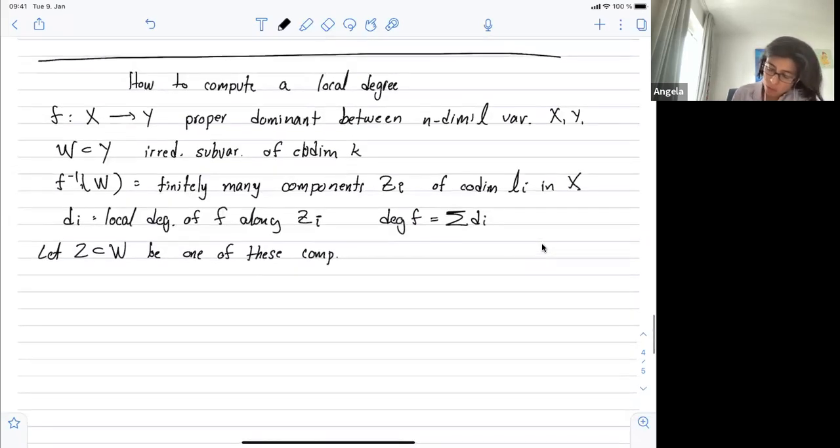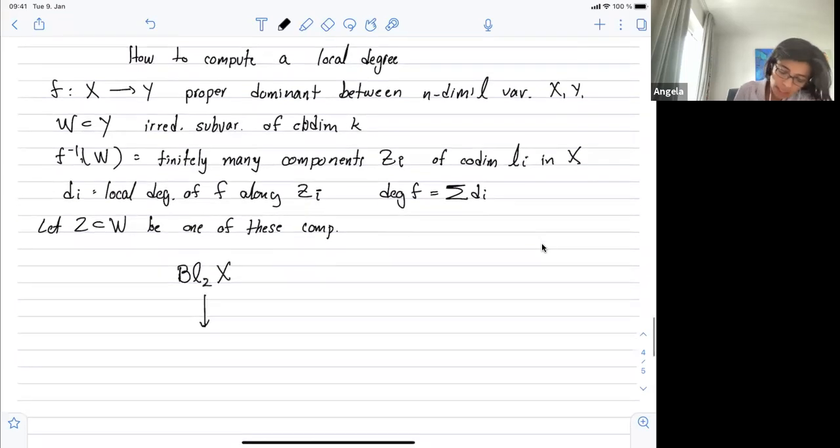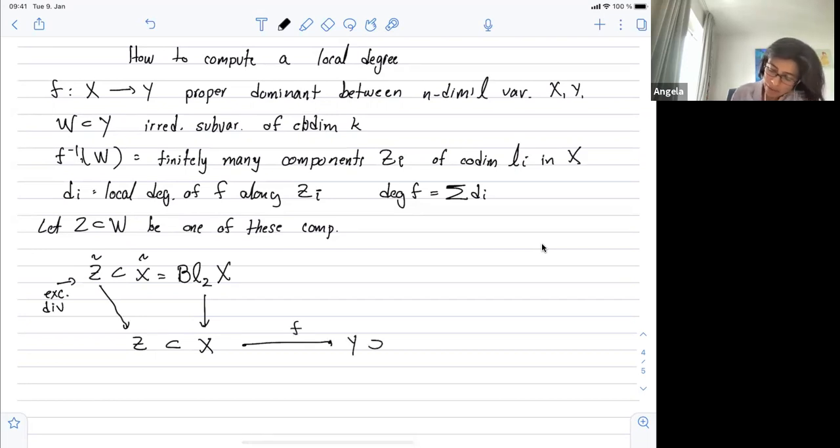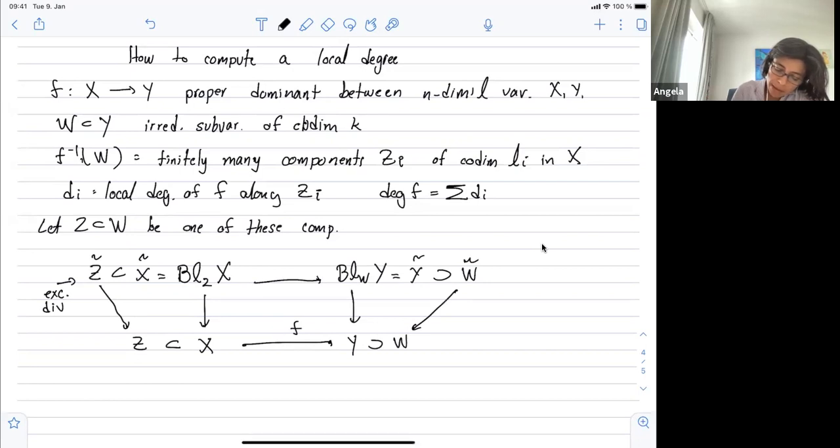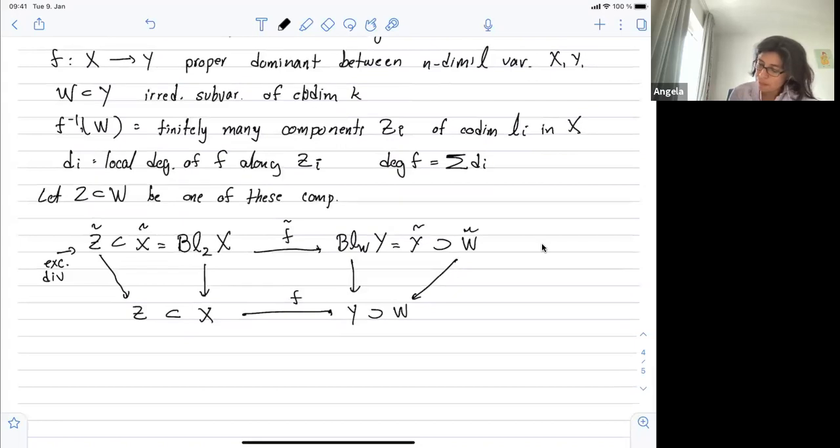Then look at the diagram after blowing up. You blow up X along Z; let's call it X tilde over X, Z. It has an exceptional divisor, call it Z tilde, that maps to Z. Then f goes to Y, you have the image here, and you blow up on this side along W of Y; let's call W tilde the exceptional divisor here. You have a map between the blow-ups, f tilde. That induces a map f tilde between the exceptional divisors, and this is the degree you want to compute.